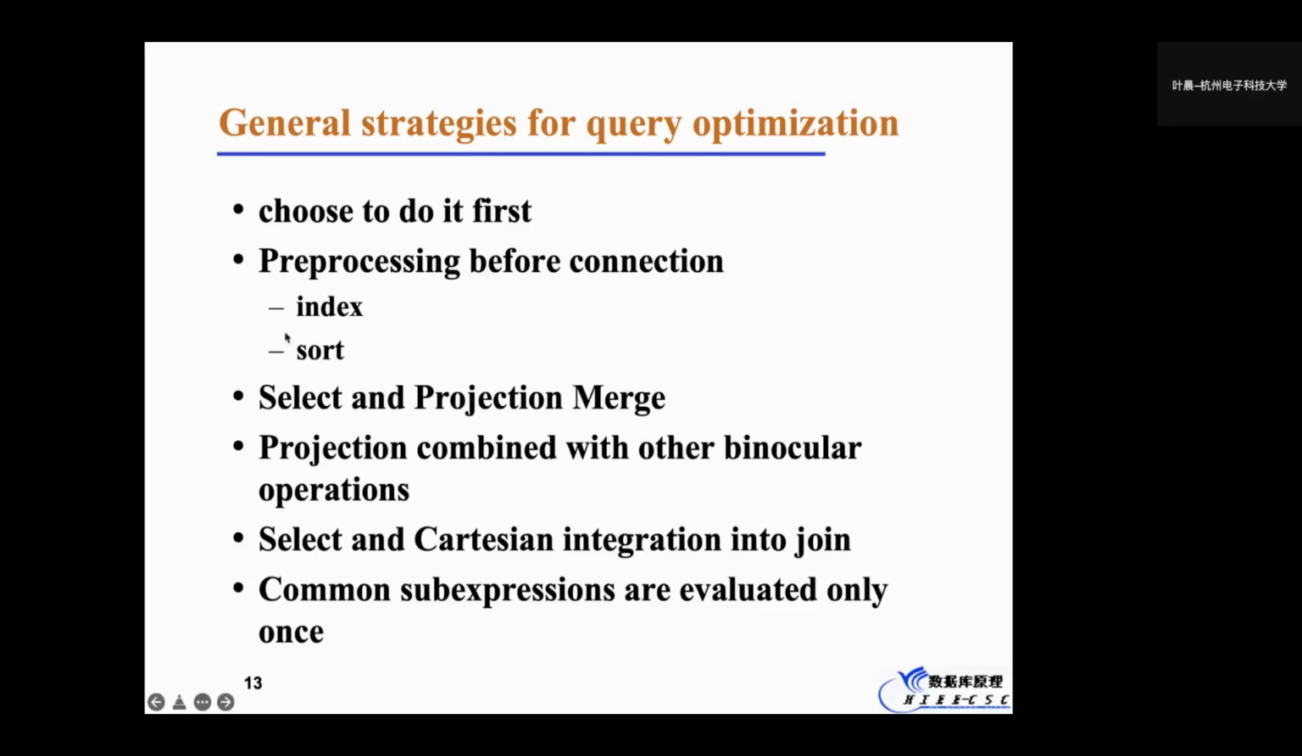And we have the projection combined with other operations, and we have the selection and condition integration into join, and we have common sub-expressions evaluated only once. So this is the general structure which may speed up the query processing.